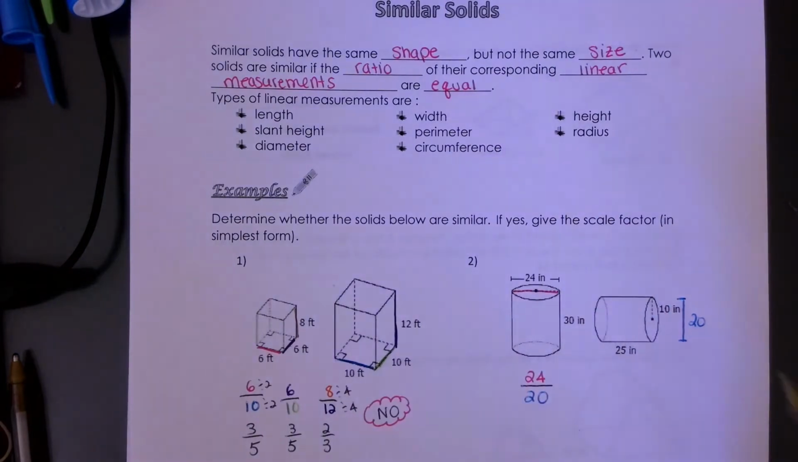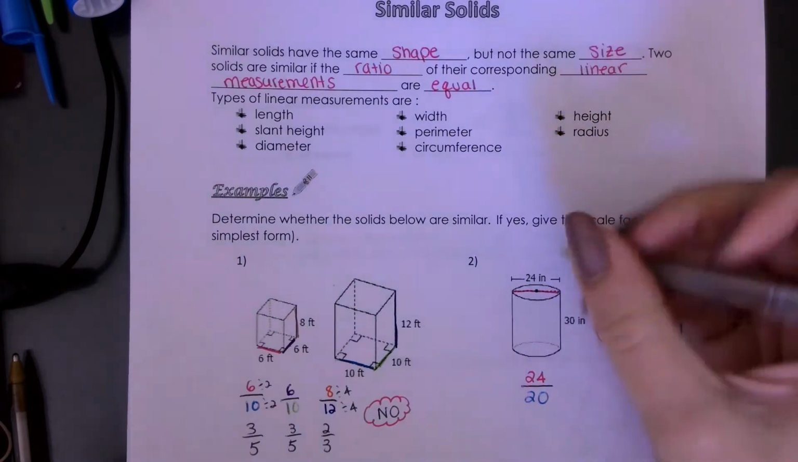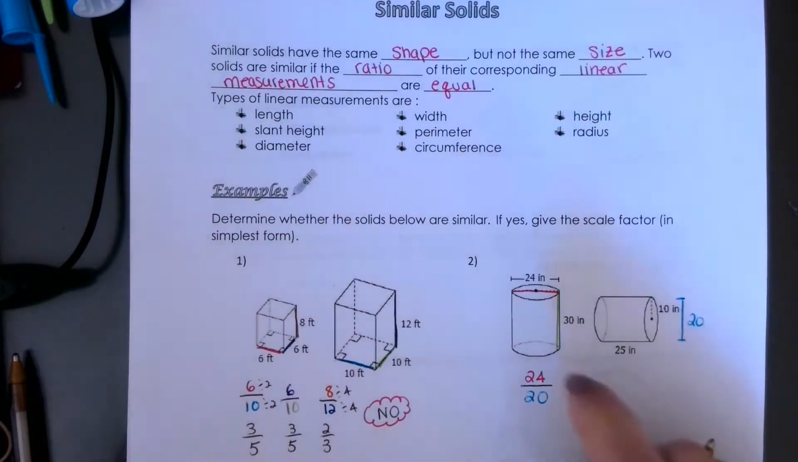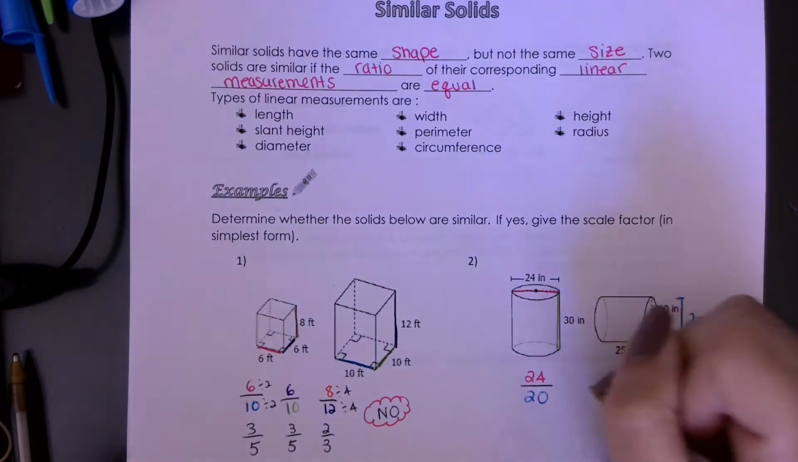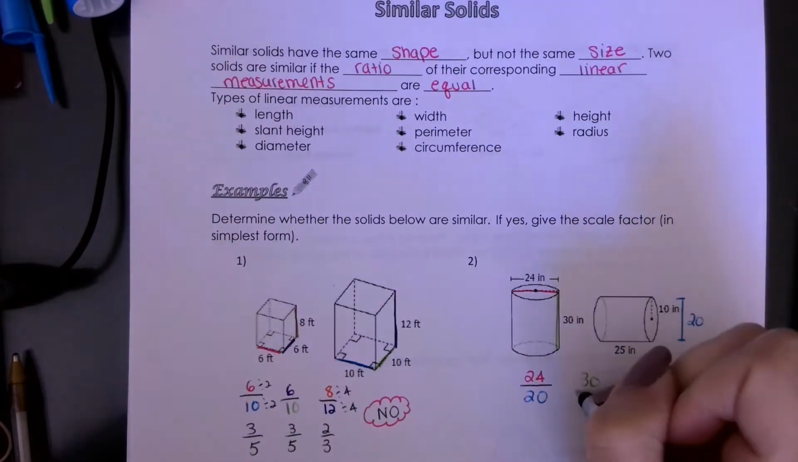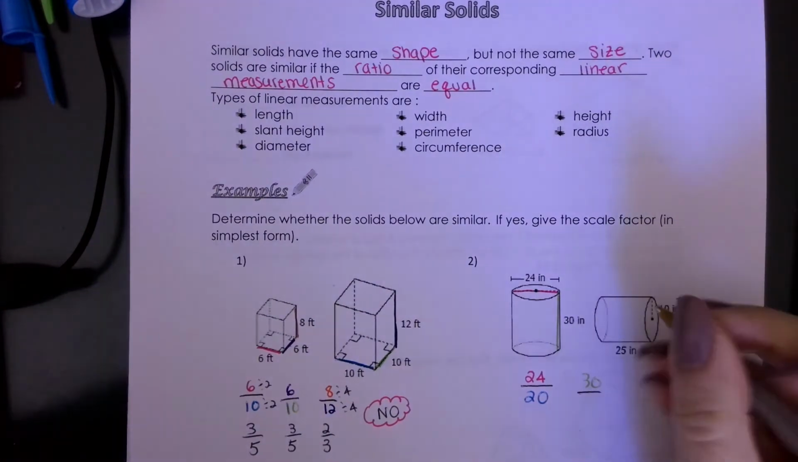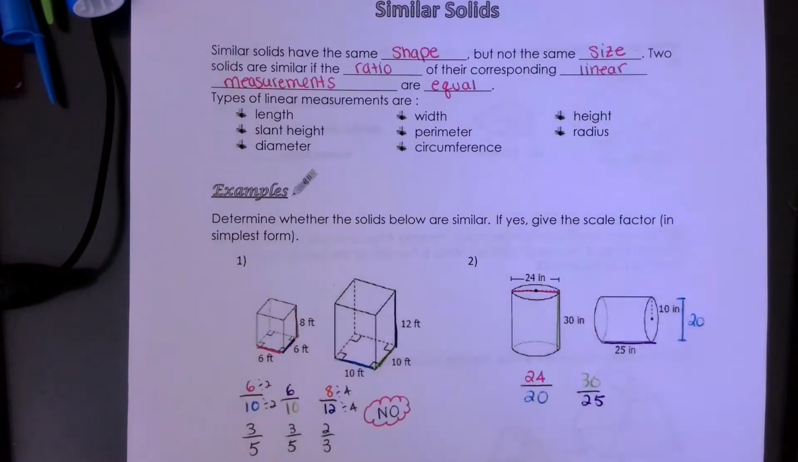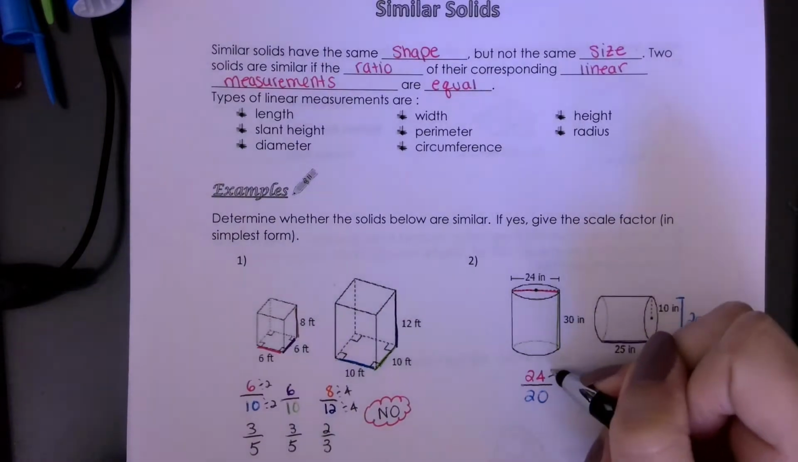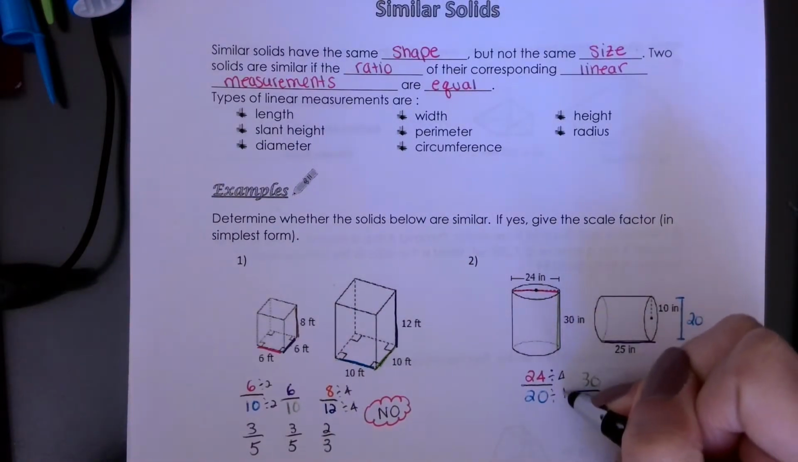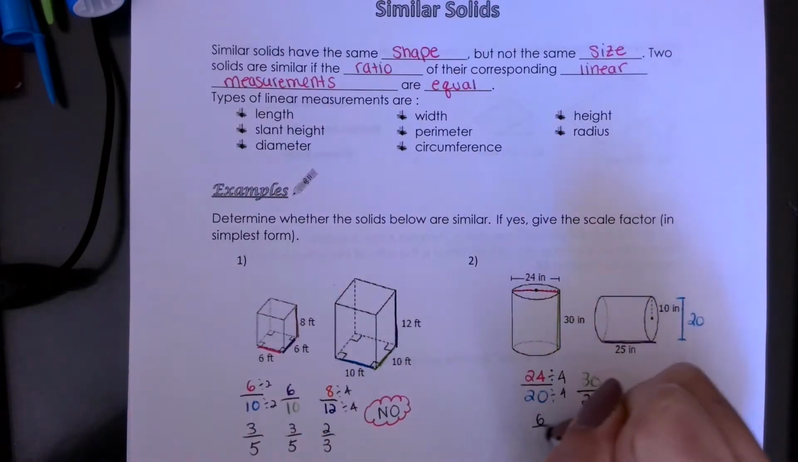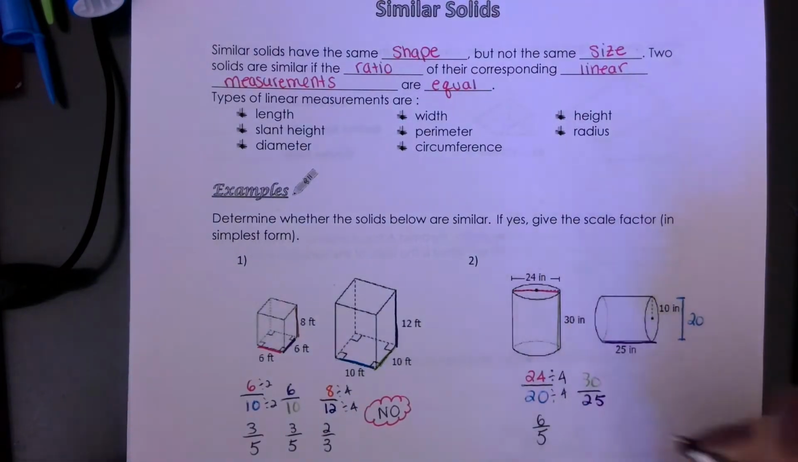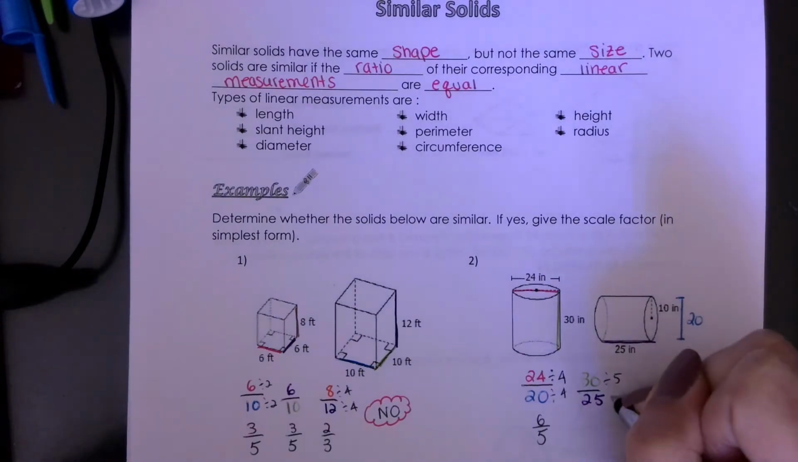Has to be consistent. Let's look at the other ratio that we're going to form. We have the height, 30. The height here is 25. So we have 30 over 25. Now, looking at it, they don't look similar. So let's just go ahead and reduce them. These two are divisible by 4, so I will get 6 over 5. And for this ratio, I divide both by 5.